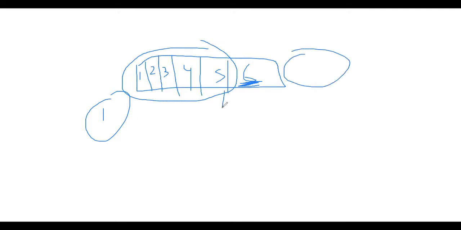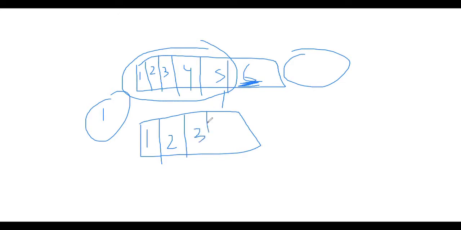So after this, what will happen? We will create this part: 1, 2, 3, 4, and 5. And on the right side, nothing. There's no part left, right?